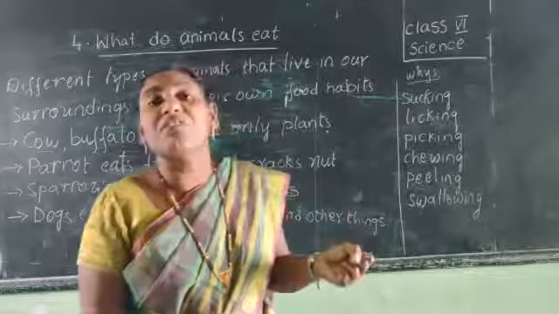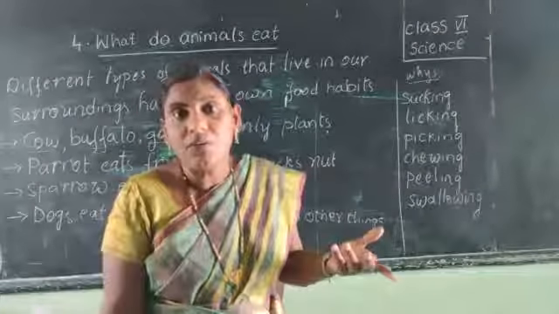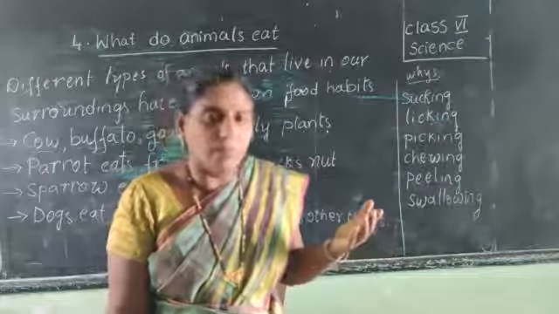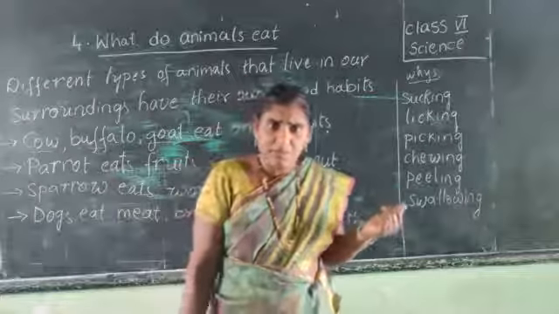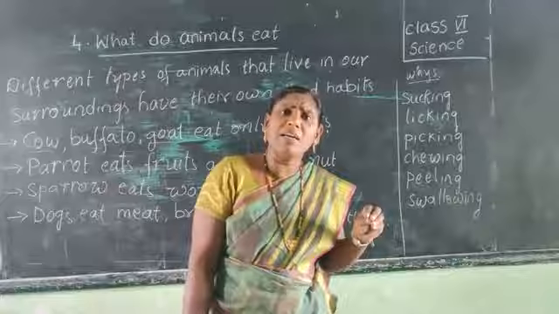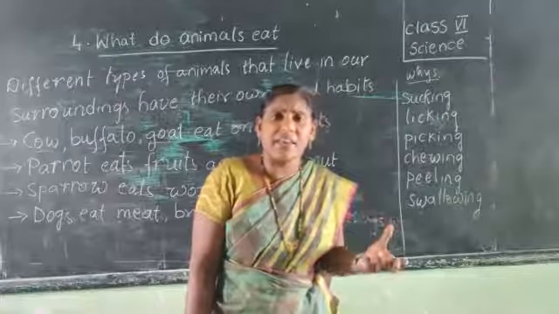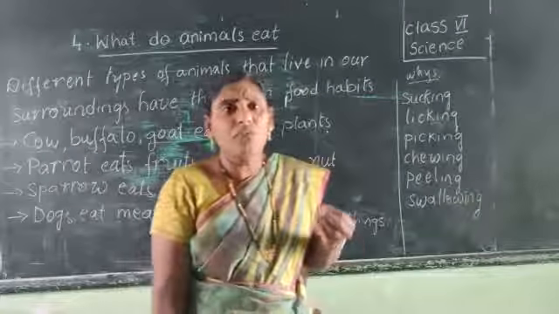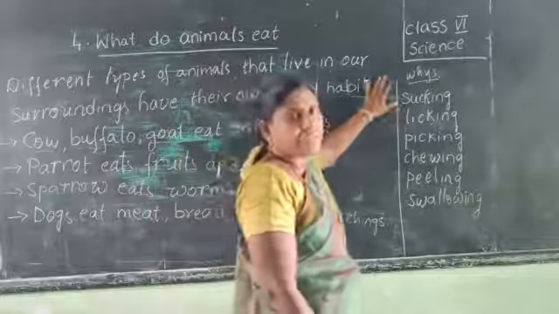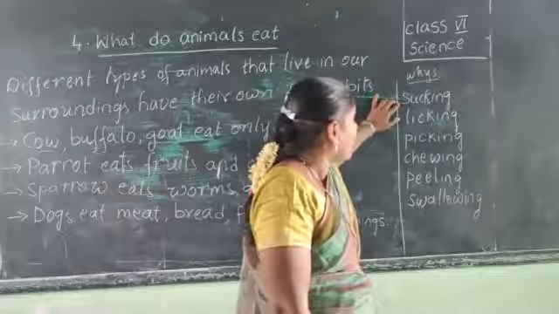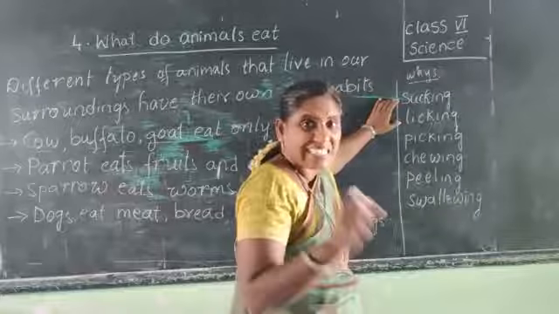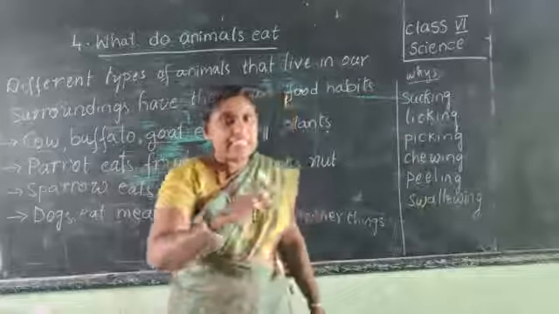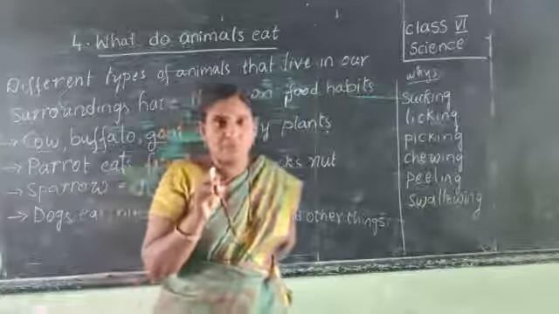Different animals have different ways to take the food. We have a wide variety of animals. Each and every animal is having a different way to take the food. So let us see what are the different ways. Sucking. Sucking is one way. They suck the food.